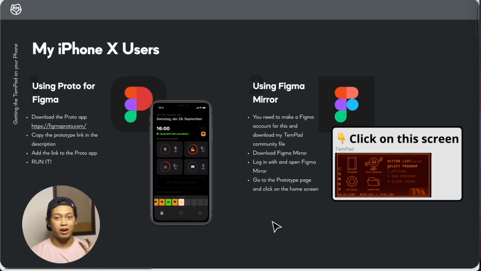Okay. And now let's go on to the second method that you can do this. So the second method is using the official app from Figma. What you're gonna need to do is you're actually gonna have to set up a Figma account to get this one to work. So you go into your Figma account and then you download this file that I'm using to present this. Let me take you through it.